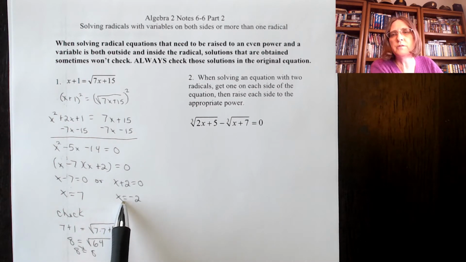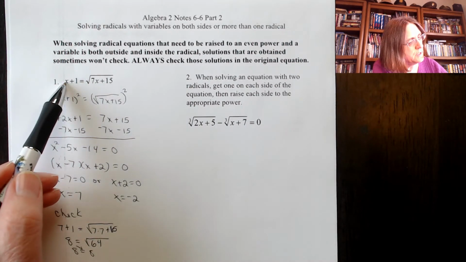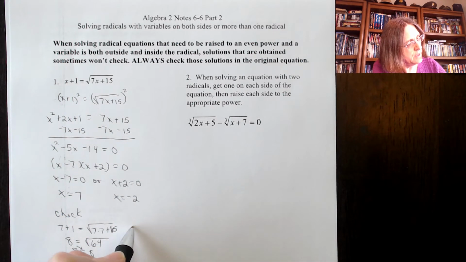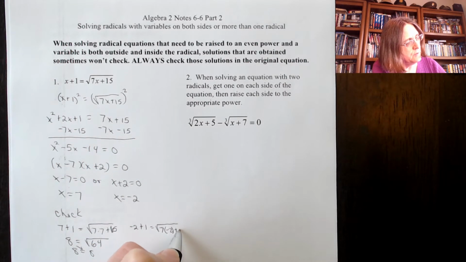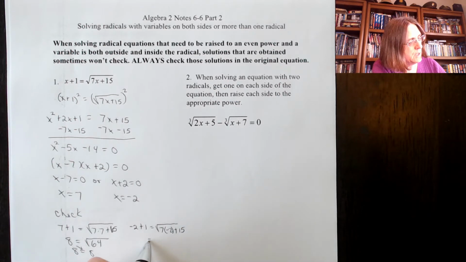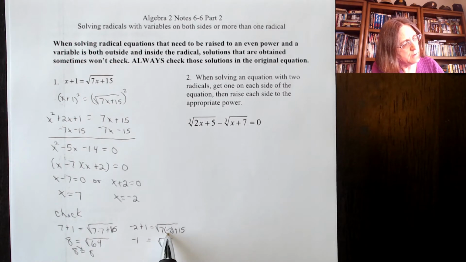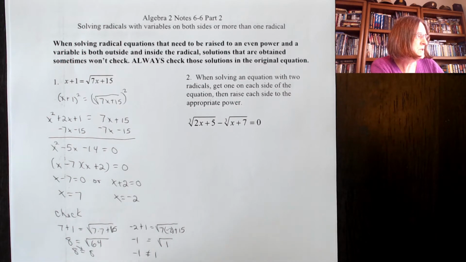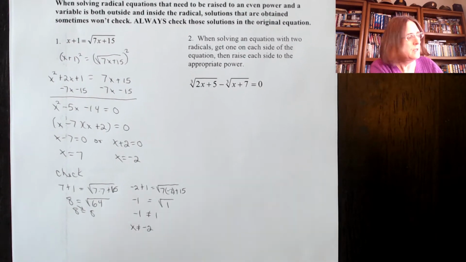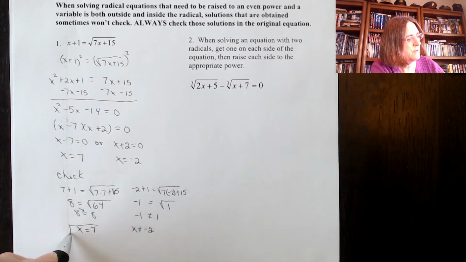Now let's check x equals negative 2. Substituting negative 2 in, we have negative 2 plus 1 is equal to the square root of 7 times negative 2 plus 15. So we end up with negative 1 is equal to the square root of negative 14 plus 15, or 1. Negative 1 does not equal 1, and so x equals negative 2 does not check. The only solution then is x equals 7.